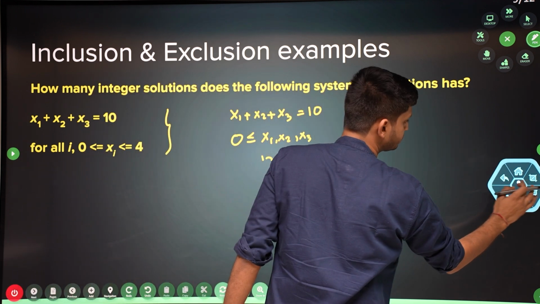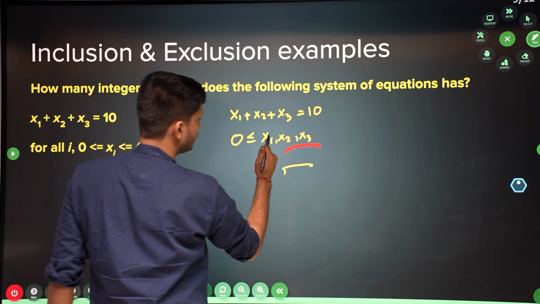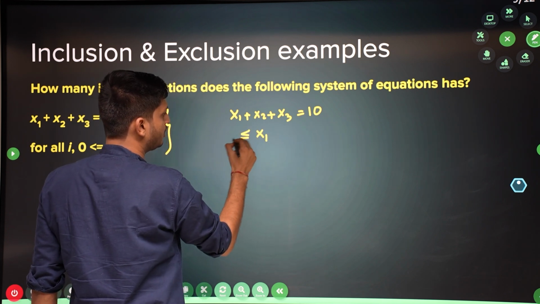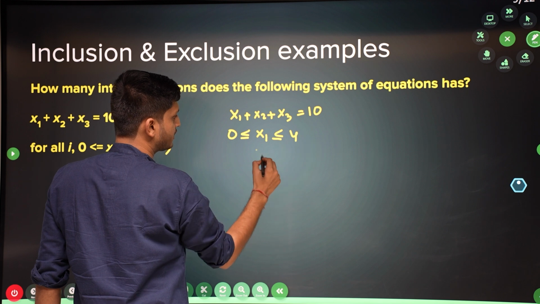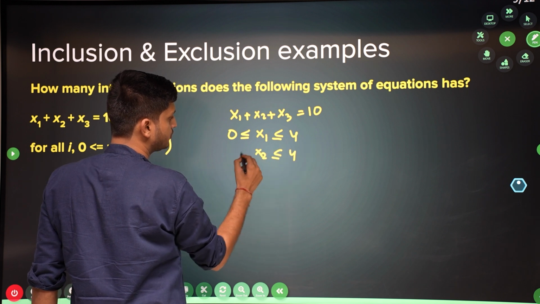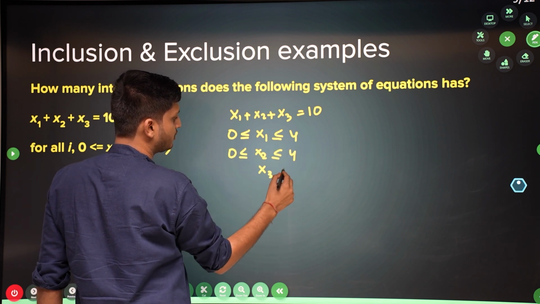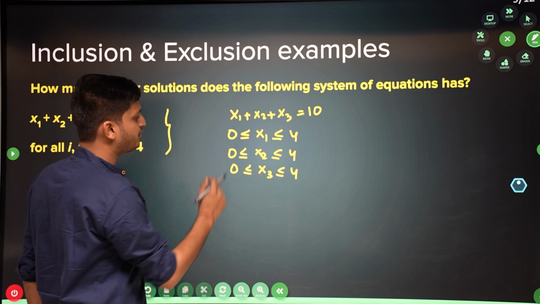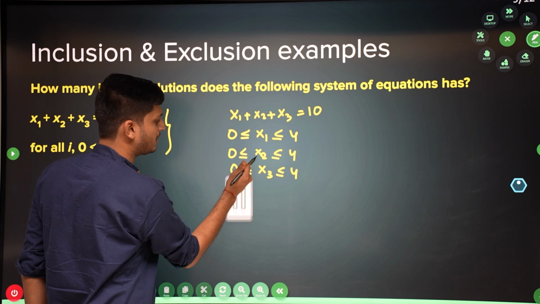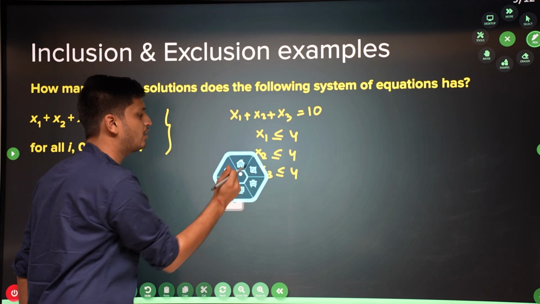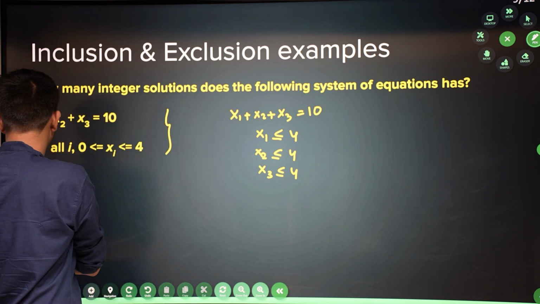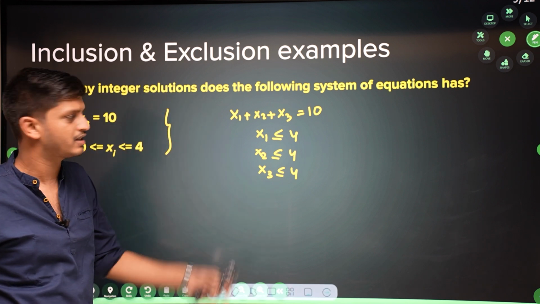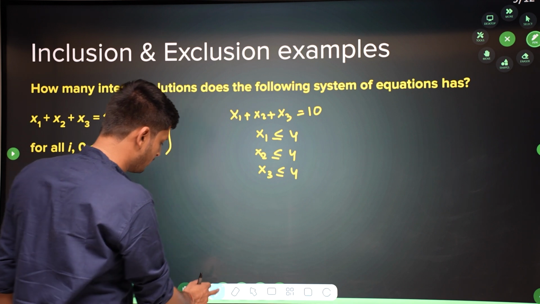But now we have a condition. So what is the condition? x1 should be between 0 and 4, x2 should be between 0 and 4, and x3 should be between 0 and 4. So let's forget this side of the condition. We already know the solution, x1, x2, x3 have to be greater than or equal to 0. That's the formula we already know. So I am forgetting about this side of the condition for now. This is the condition that we are worried about.